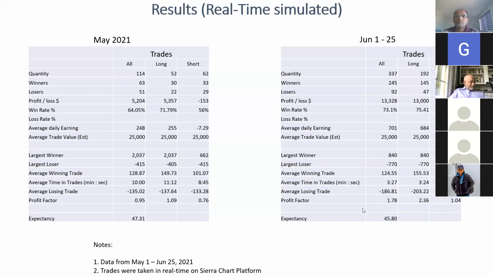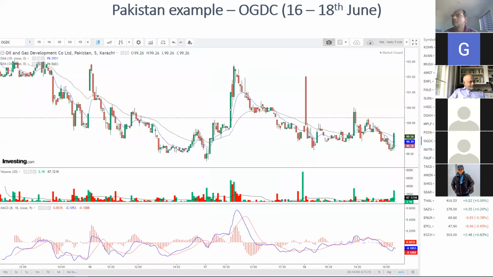But the profit is $13,300. All those trades were taken in real time in the real market, not like what we do on Sunday. Because I know what the stock has done, I can just go and see the chart, and that will have some bias in my decision making.